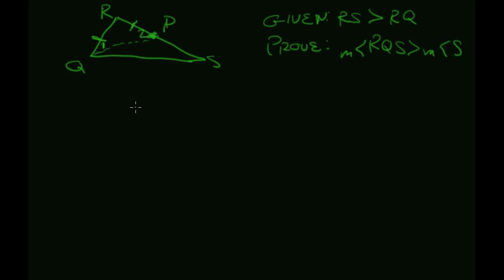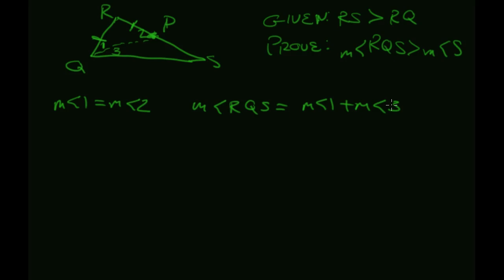If those are the same length, then this is an isosceles triangle, which means the measure of angle 1 has to equal the measure of angle 2. All right, so we also know that RQS, let's call this one angle 3, we know that the measure of RQS has to equal the measure of angle 1 plus the measure of angle 3. That's by the angle addition postulate.